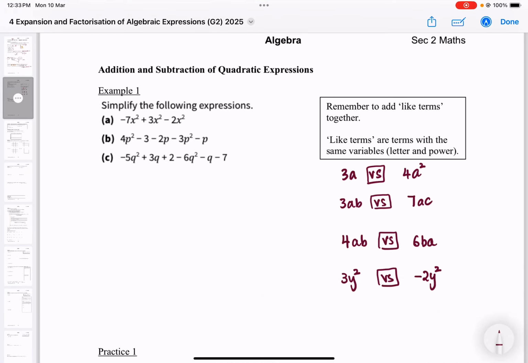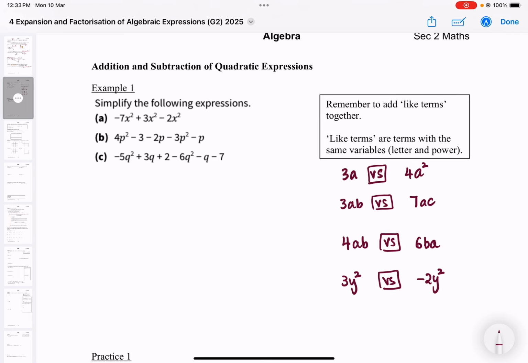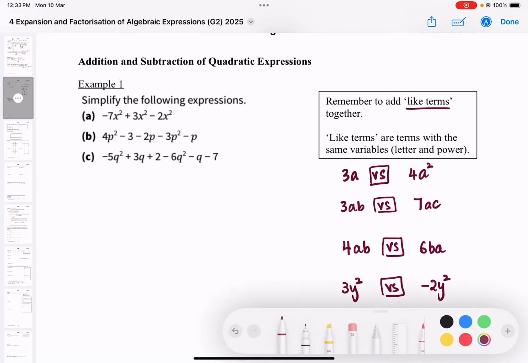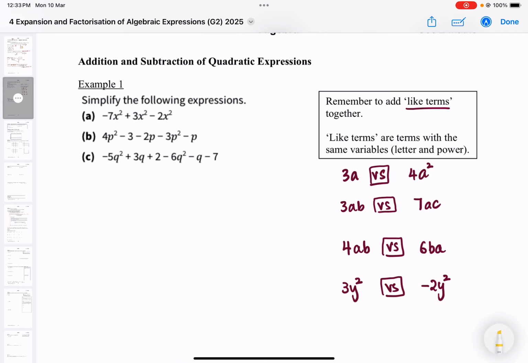Now let us take a look at how to simplify quadratic expressions by adding or subtracting. Now we know that when we are adding or subtracting, we can only add together like terms. So what do we mean by like terms? To recap what we have learned in Sec 1, like terms are basically terms with the same variables.